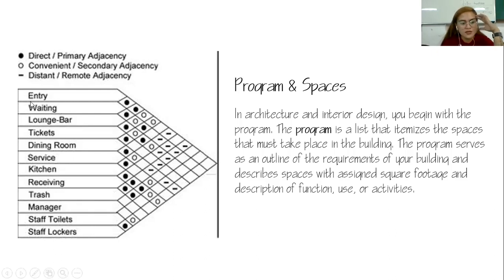So, as you can see here, the entry and the waiting, and you actually need to put a legend on it. So the legend is the darker circle, the filled one, that indicates direct and primary adjacency. So meaning, they need to be adjacent. So for the circle that is not shaded, it says here that it is only secondary adjacency. So it's not required, but it would be convenient if they are adjacent. And for the third one, remote adjacency, they may not be adjacent at all.